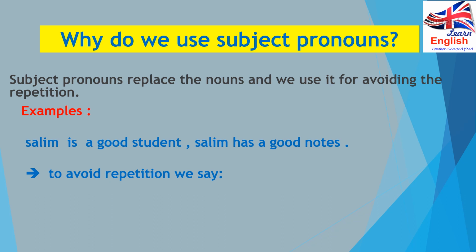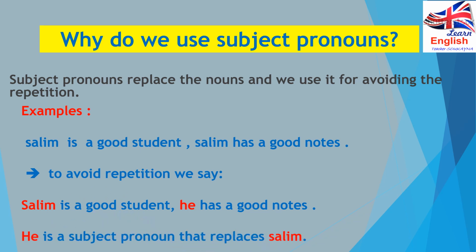To avoid repetition, we say Salim is a good student. He has a good notes. He is a subject pronoun that replaces Salim. We say, Salim is a good student. He has a good notes.